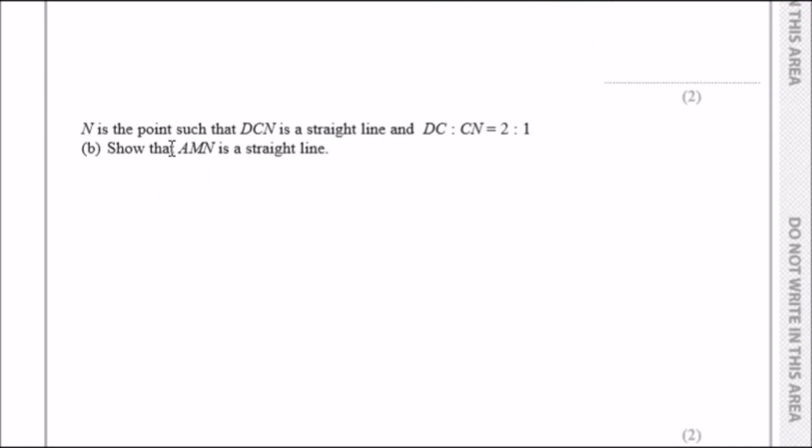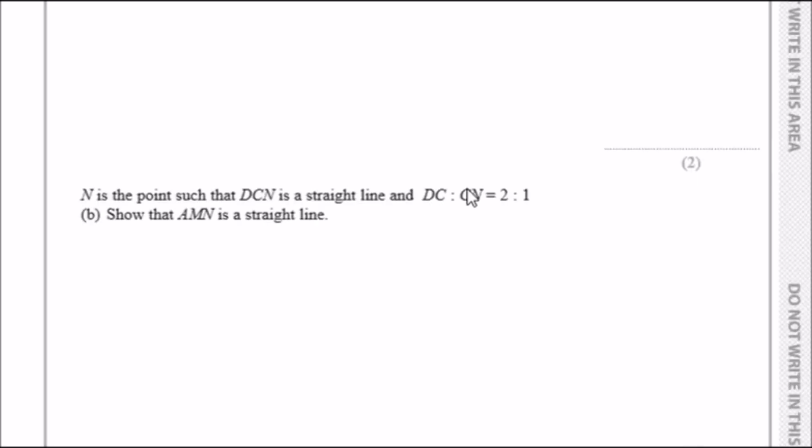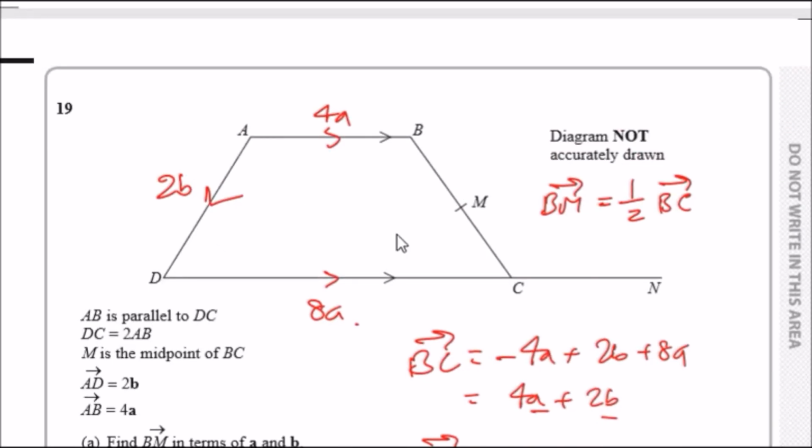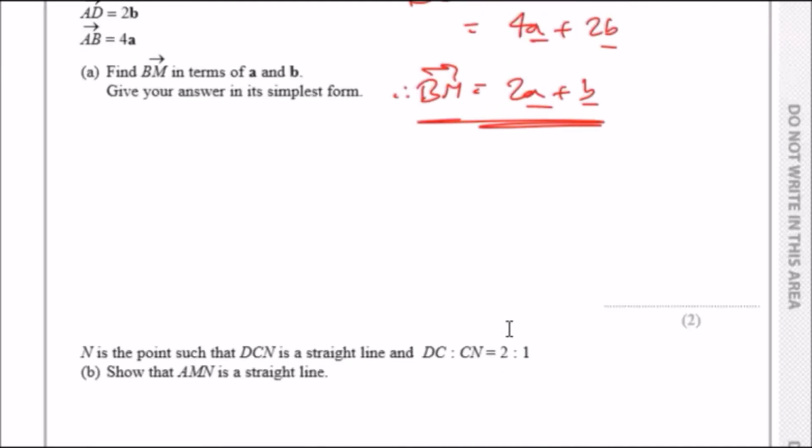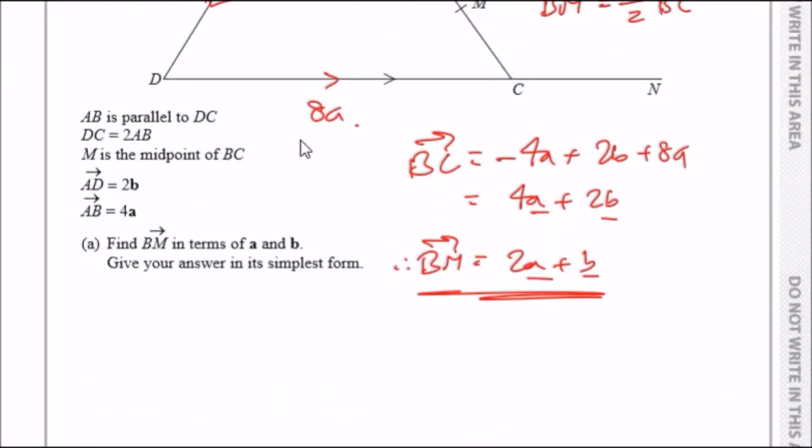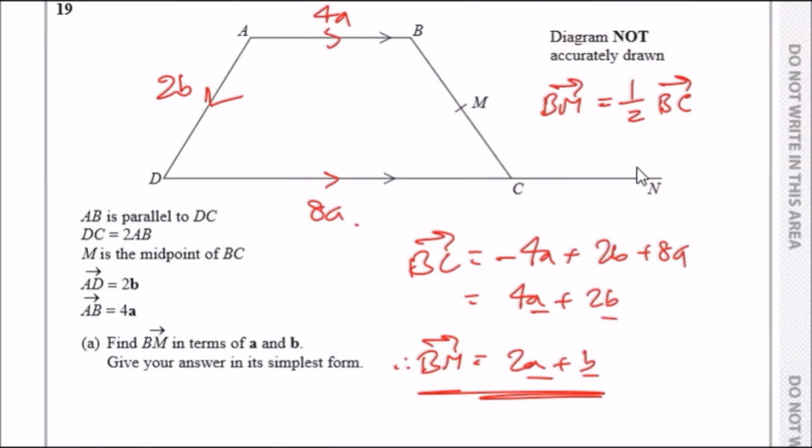Now, N is the point such that DCN is a straight line. So you go D to C and C to N in the ratio of 2 to 1. So let's find DCN. So this is 2 to 1 apparently. Yep. So wherever this length is 2 to 1. So this is 8a. That means this is obviously half that length. So this must be 4a as well.